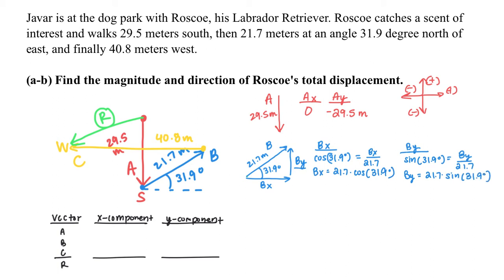And I know these are both going to be positive, right? Because this one's pointing to the right and this one's pointing up. So I'm good. They're both going to be positive components.